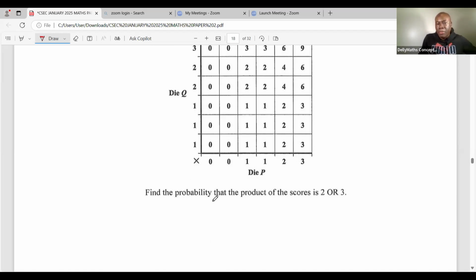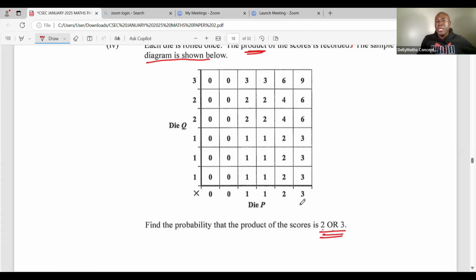Sample space, total possibility. So here's the deal. It says find the probability that the product of the score is 2 or 3. Very important here. In other words, I'm looking at the sample space. All I'm going to do is look for 2s and 3s because it is already done. So I'm going to count them up. That's 1, 2, 3, 4, 5, 6, 7, 8, 9, 10, 11, 12. So all I'm looking for is all of the 2s and the 3s all together. So I'm getting 12.